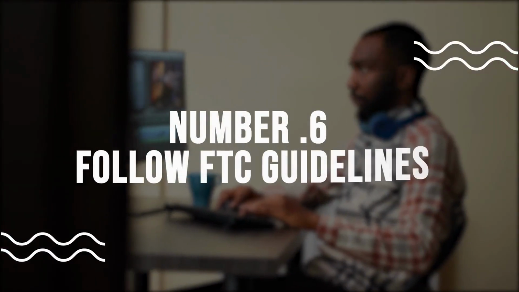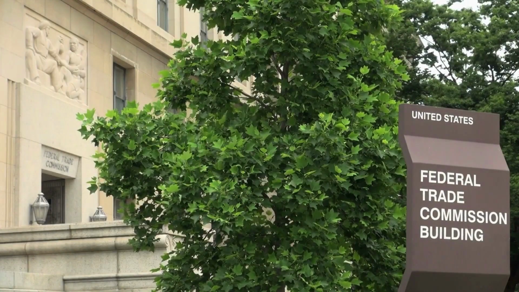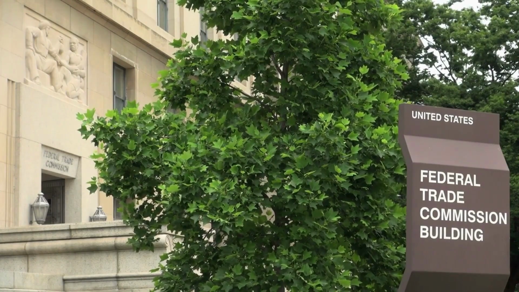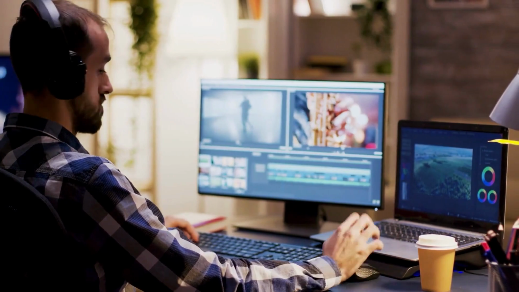Number 6. Follow FTC guidelines. In the U.S., the Federal Trade Commission, or FTC, has guidelines that require disclosure of sponsorships. To be within FTC guidelines, YouTubers must disclose who they are working with when they post sponsored content. If YouTubers participate in a brand deal, product placement, or receive a gift, they must clearly disclose it to their viewers within the video's description.